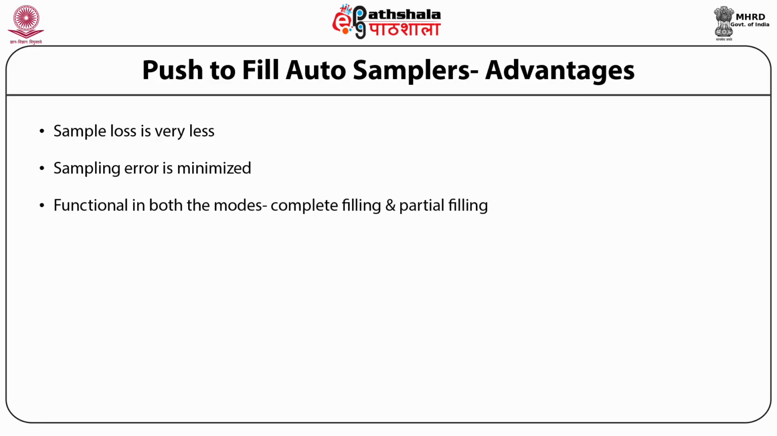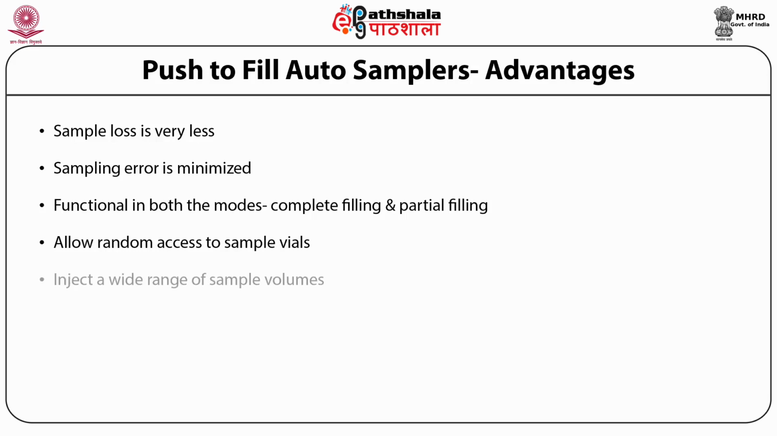Adding further to the advantages, push-to-fill autosamplers can access sample vials randomly with a variable number of injections. These can be used to inject a wide range of sample volumes, as little as 15 microliters up to a few milliliters. These can be programmed for dispensing a definite volume and can be washed off easily using wash solvents.